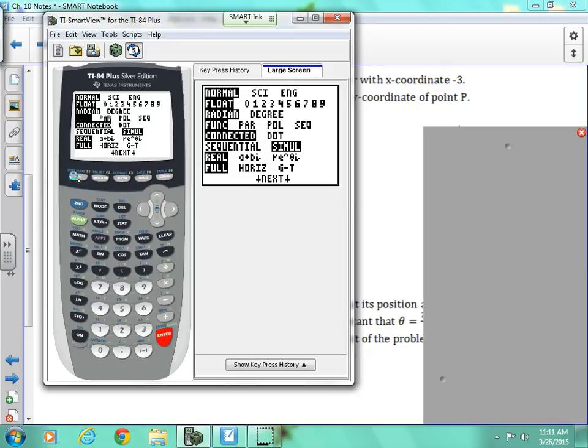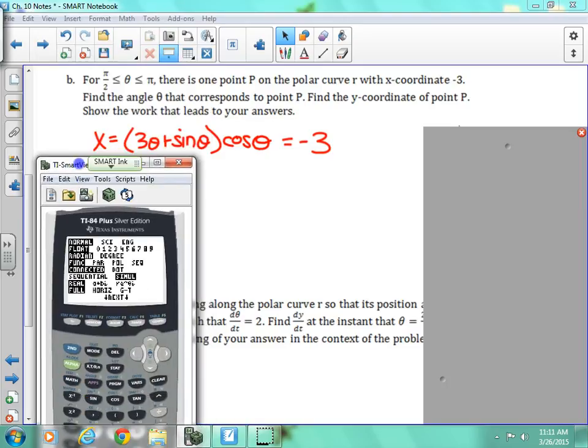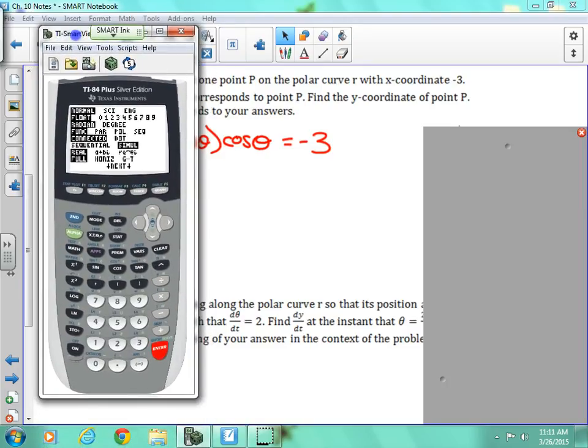How? Plug and chug. Make the thetas into x's. So just take y equals. Function mode at least lets me solve for intersections. Just because it's a polar problem doesn't mean there's no point in going back, because I want to find that intersection. I can't do it by hand, but my calculator can.